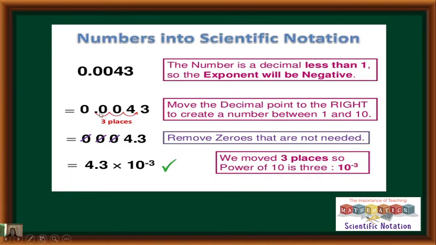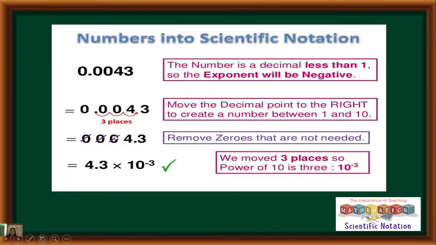Next, this is the initial location of our decimal point, and the final location or destination should be in between 4 and 3 in order to meet numbers between 1 and 10. So you are going to move the decimal point to the right to create a number between 1 and 10. So from here, 1, 2, 3. So we have 3 places going to the right. Going to the right indicates that the exponent is negative. So we have negative 3.